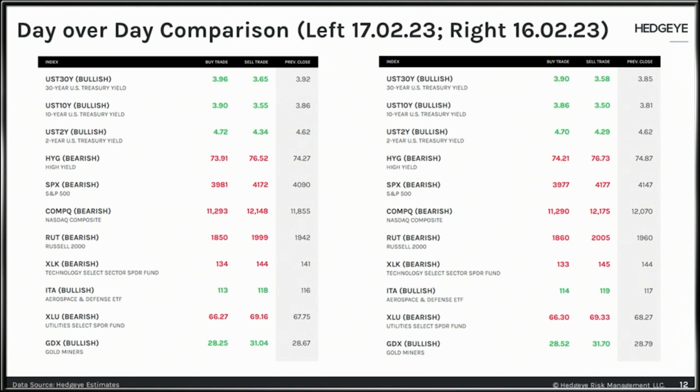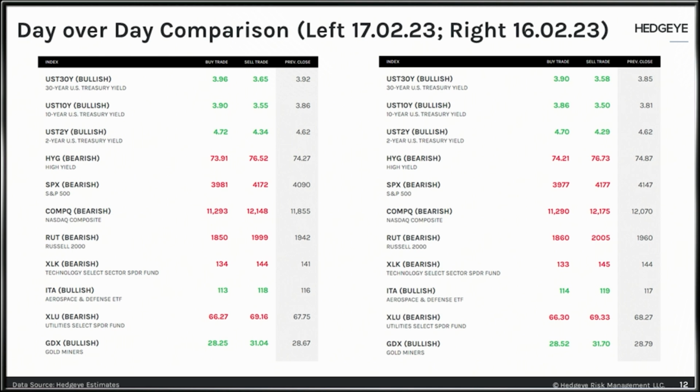So when I mentioned on the 2-year a few moments ago that it was a higher low, what I mean is that the low end of the yield, from a math standpoint, is 4.34 today versus 4.29 yesterday. So that's a higher low, and it's a higher high too, at 4.72 versus 4.70 yesterday.